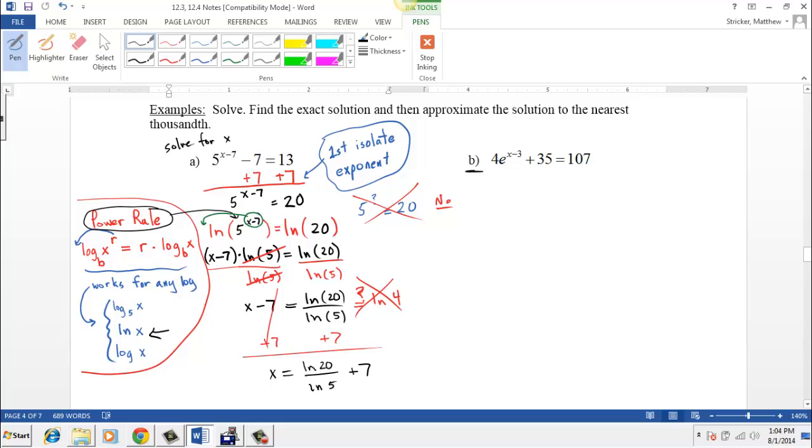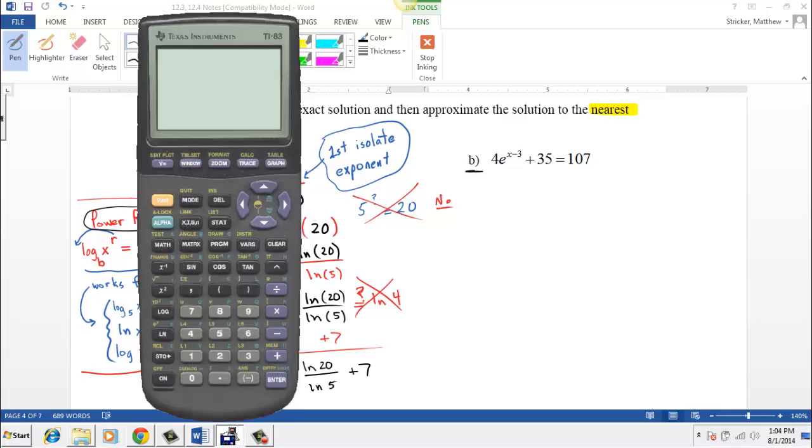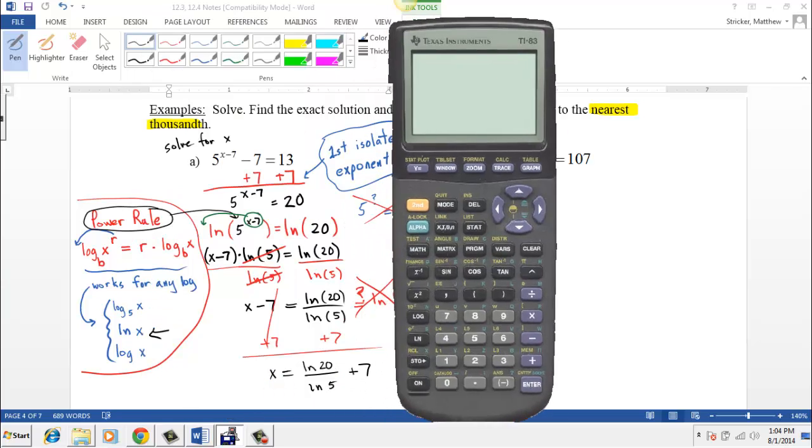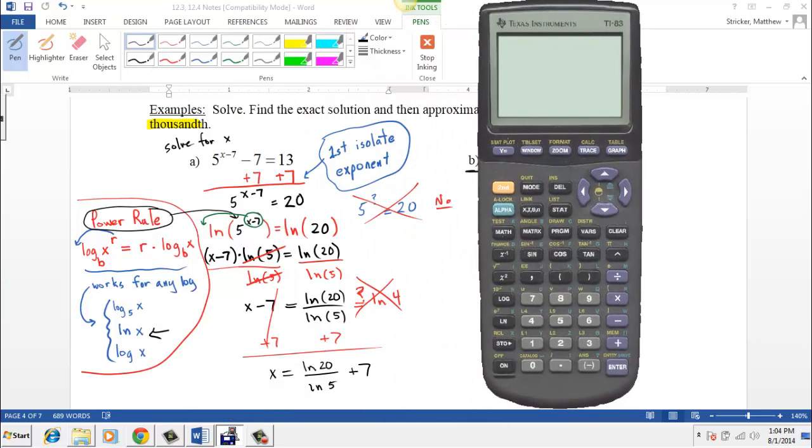Now, if we go back and look at our directions, it said find the exact solution and then approximate to the nearest thousandth. That means we need to go ahead and bring our calculator into the mix here. So let's go ahead and pull that up. Let's talk about how we would enter that on our calculator, and clear any result you have there. And let's type this in. So we know where our ln button is. It's right there. So we take ln of 20, close parentheses, divided by ln of 5, close parentheses, plus 7.